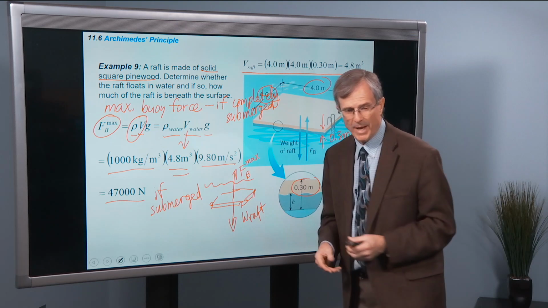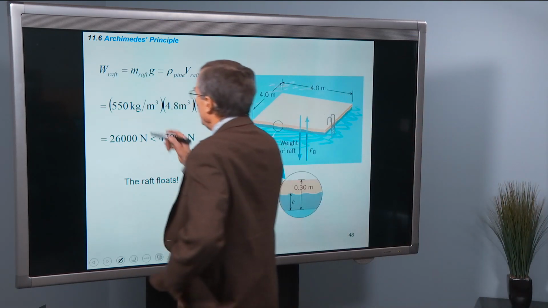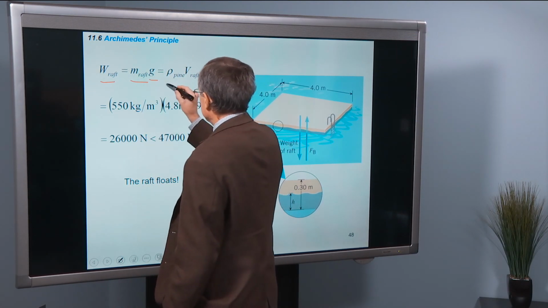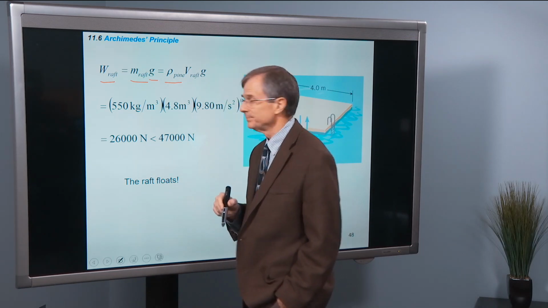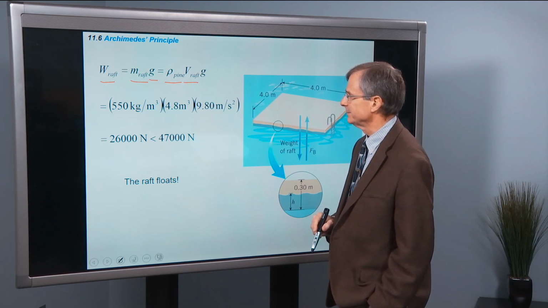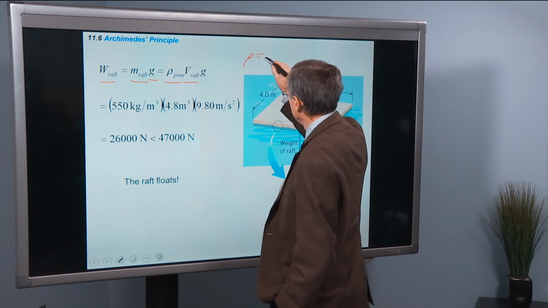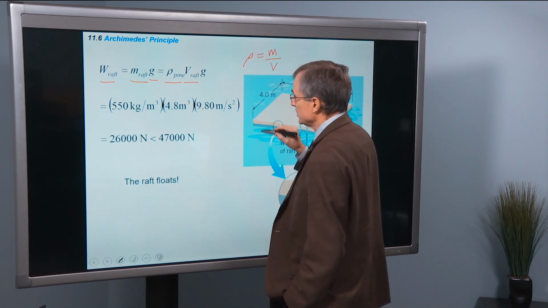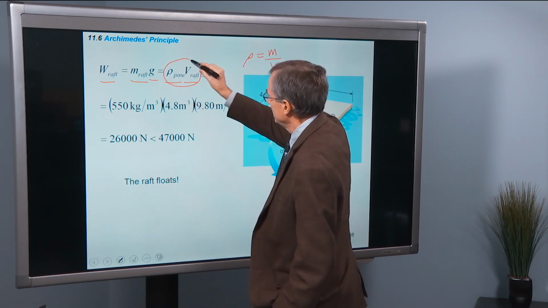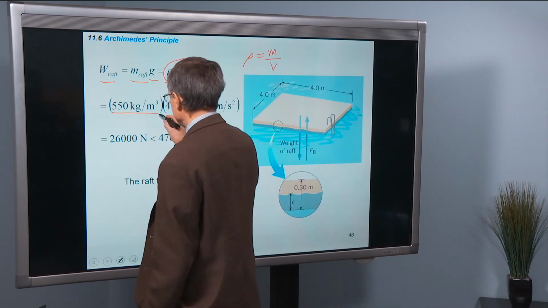Well, let's find the weight of the raft. No big deal. What is the weight of the raft? Well, the weight of the raft is the mass of the raft times g, and the mass of the raft is the density of pine times the volume of the raft. So remember, density, rho, is mass per unit volume. So the mass is density times volume, so there's the mass, times g. Well, the density of pine is 550 kilograms per cubic meter.